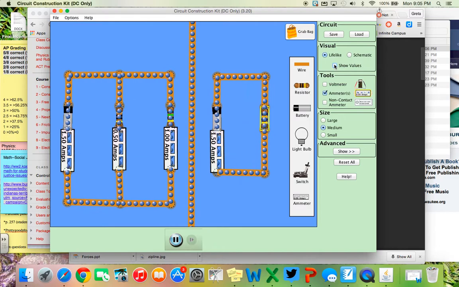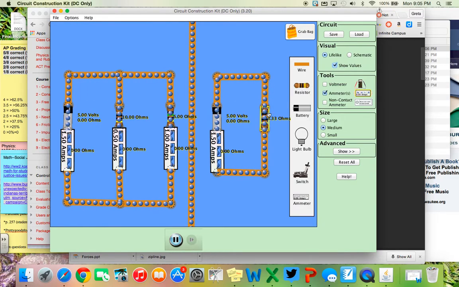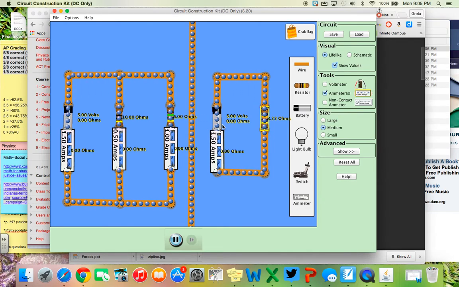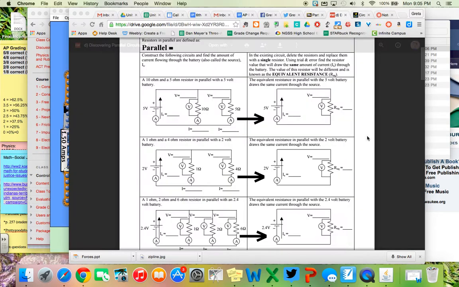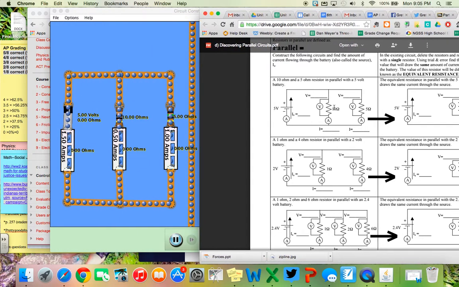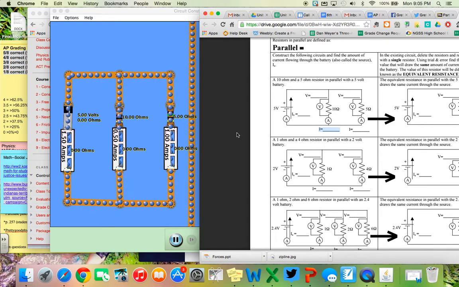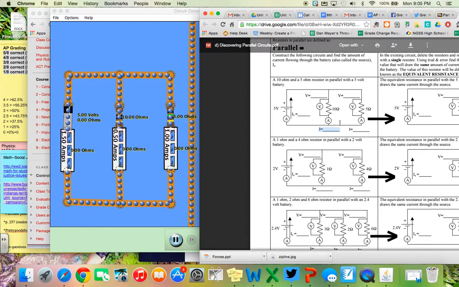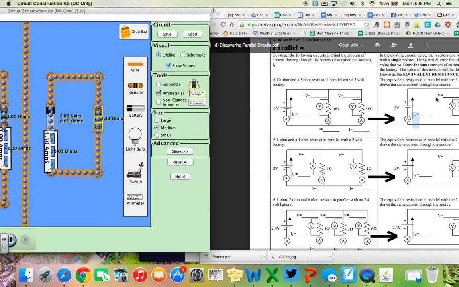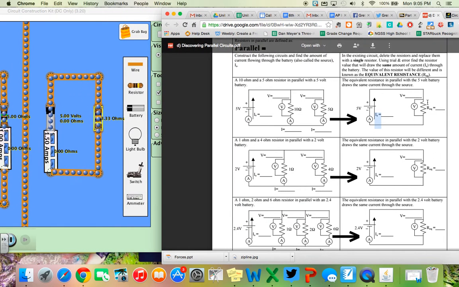Notice that when I switched this, I ended up getting 3.33 ohms for this resistor, and I have the same battery and the same current reading through that battery. These are the values I'm going to want to write down on my actual worksheet. Notice once again we have our current readings. This current reading represents the 0.5 that we have on this circuit. This current reading is going to be 1 amp, because that's the current down this branch. This current running through our battery is going to be the 1.5 amps. The same thing over here on our equivalent circuit: we know we had a current of 1.5. And you're going to write down your equivalent resistance as 3.33 ohms.